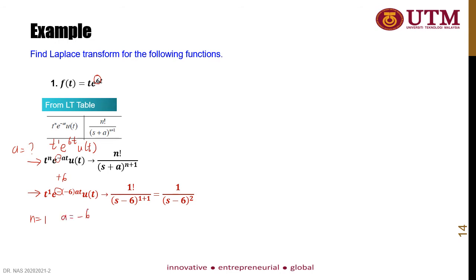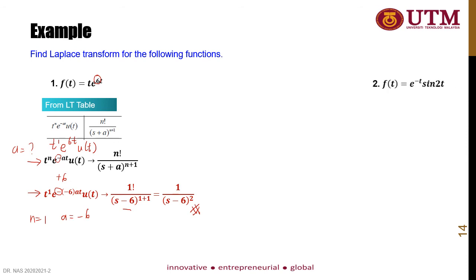Then you can replace all parameters inside the equation. So your F(s) in this case is equal to n factorial, which is 1 factorial, divided by (s plus a) to the power of n plus 1, where a is negative 6. So this is your answer.